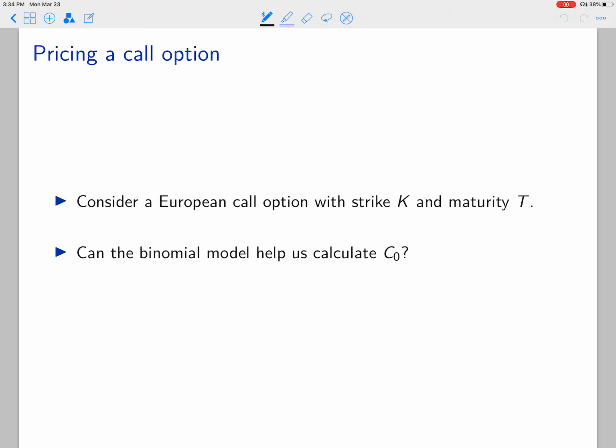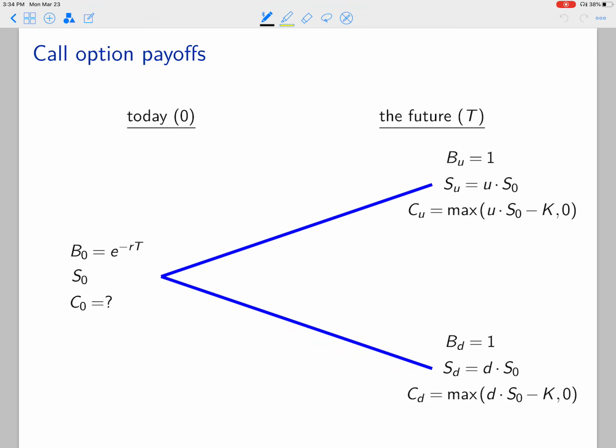Consider a European call option on our non-dividend paying stock, S. The strike of the call option is given by K. The maturity of the call option is T years from now. Our goal is to calculate the price of the call option, C0, and we're going to do so using the binomial model that we took time to set up.